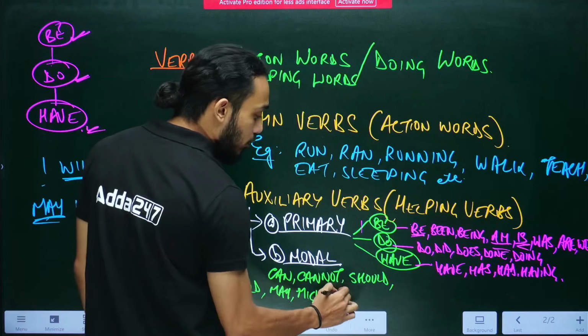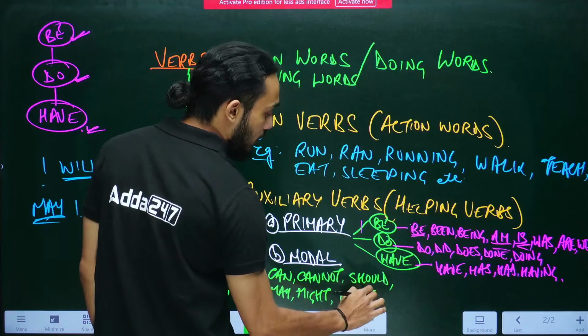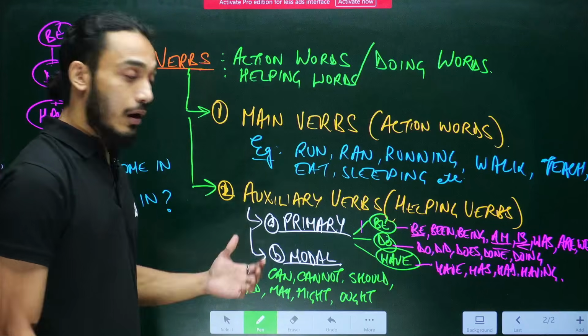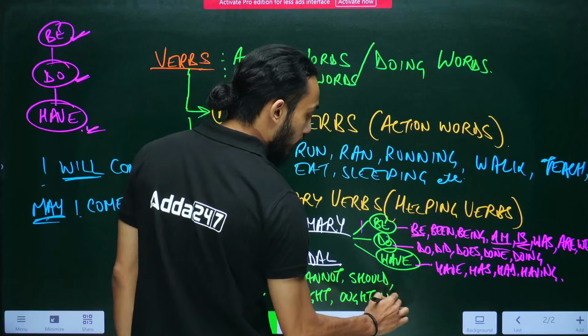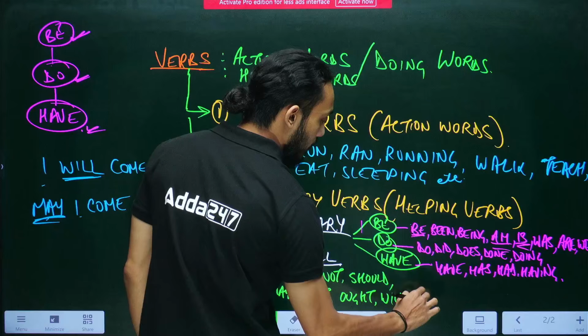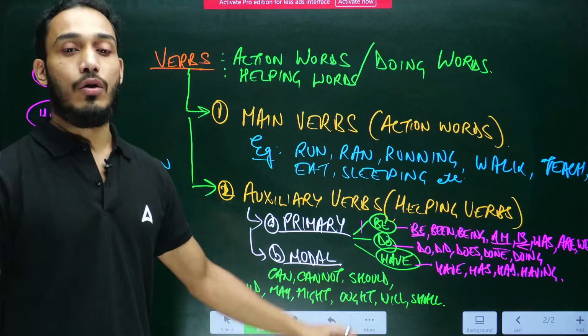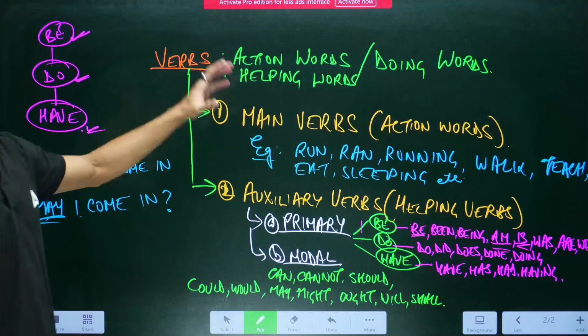You can say ought to, O-U-G-H-T, ought. This also means responsibility, right? This also talks about responsibility. Will, shall, all of these words show a different kind of sentiment, and they are all modal auxiliaries. So these are all your verbs.